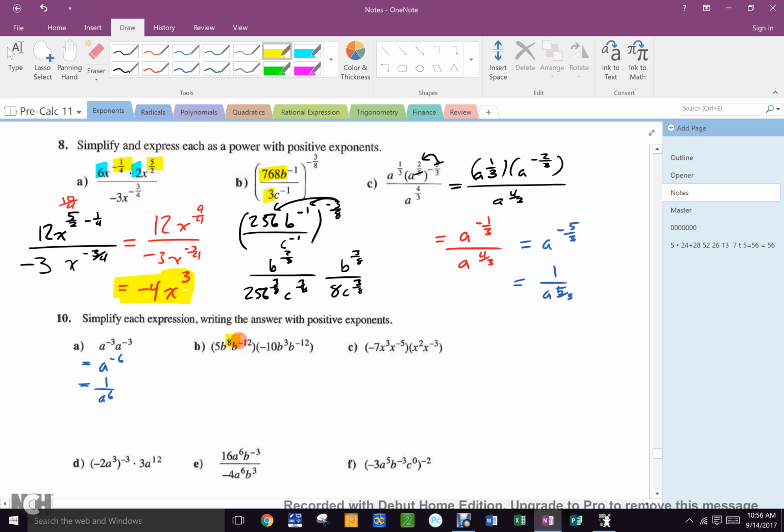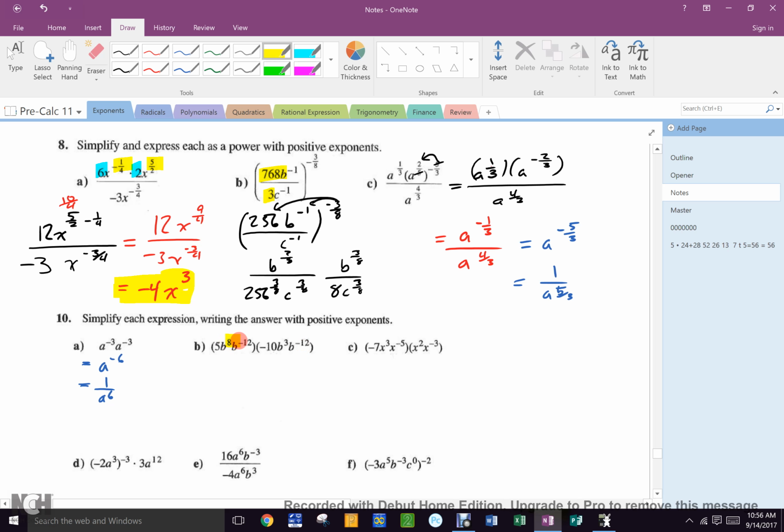What do I do with coefficients? Simplify them. What's 16 divided by -4? -4. What do I do with the a's? I could subtract them, or I could just look. A to the 6, a to the 6. Aren't they the exact same thing? So what do I get to do? Cancel them out, because a to the 6 divided by a to the 6 is 1. So I don't need to write it.